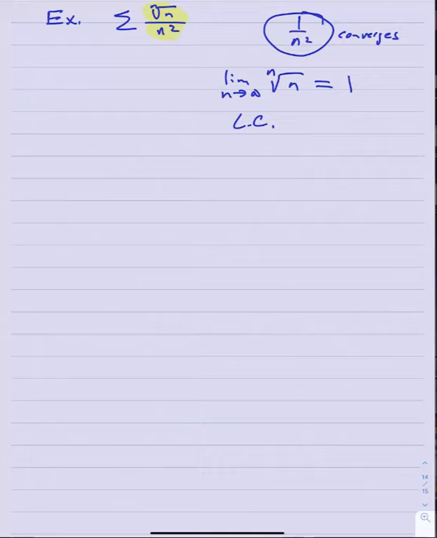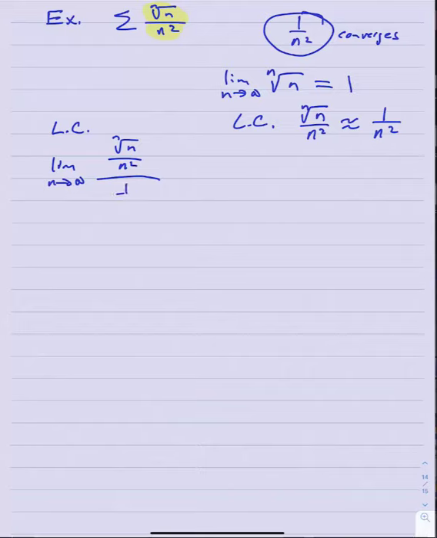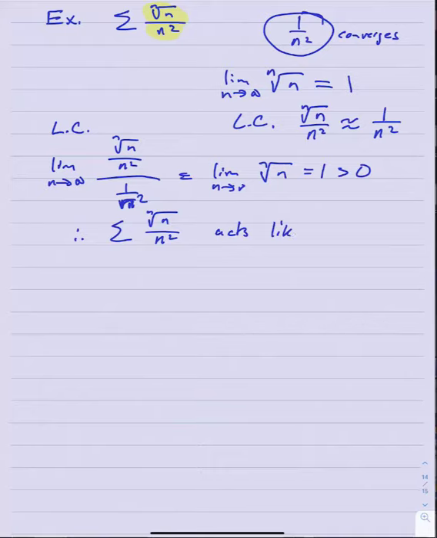Okay, so that means what? In the limit comparison test, I know that the nth root of n over n squared is about the same or is close to 1 over n squared. So I think it would make sense to do a limit comparison, and I'll compare the nth root of n over n squared to 1 over n squared. And of course, that simply becomes the limit as n goes to infinity of the nth root of n, which is just 1, which is a positive finite constant. Therefore, the infinite series nth root of n over n squared acts, in the convergent sense, like the infinite series 1 over n squared, which converges. Therefore, our series converges.